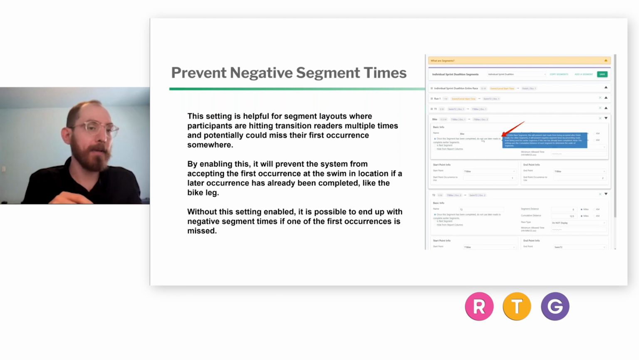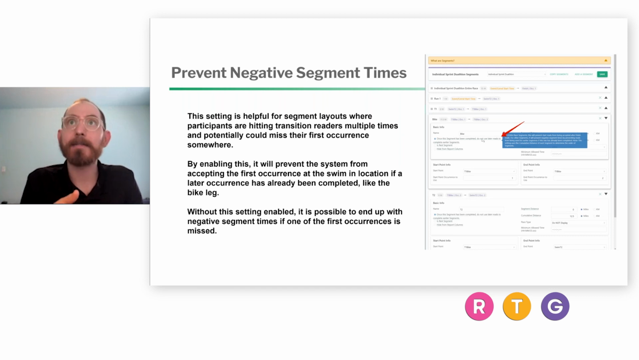I came out of the swim. Let's say I missed my read at the swim in reader, so no occurrence 1 was seen for me. And then I get an occurrence 1 at the bike out reader, the end of transition. And then I get my bike back in, occurrence 2, and then I hit the swim in run out reader. Now the system sees that read and it says that was the first time that you crossed that. That's your swim finish, right?